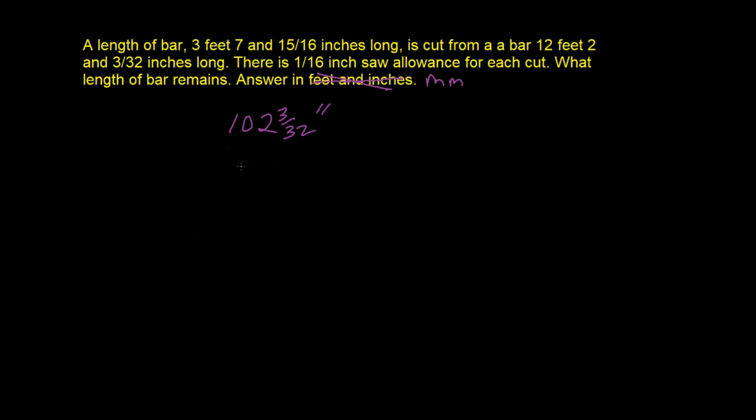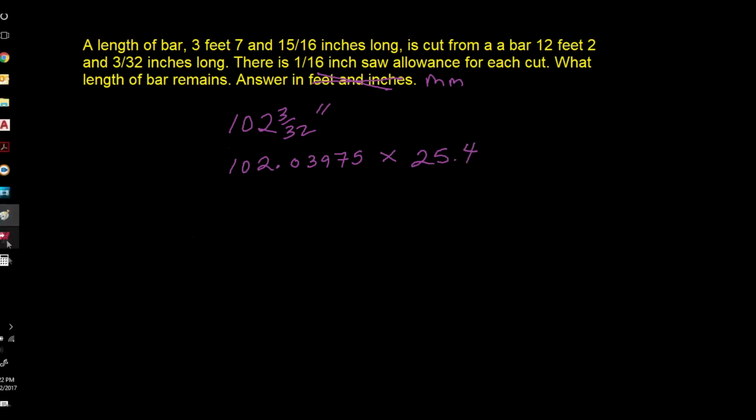So to do that, let's first begin by converting this common fraction into a decimal fraction. So 102 point, and the decimal equivalent of 3/32 is 0.09375. That is 3/32 of an inch in decimal fraction form. And to convert that to metric, into millimeters, we will multiply that number by 25.4. So we're going to bring in the calculator real quick.